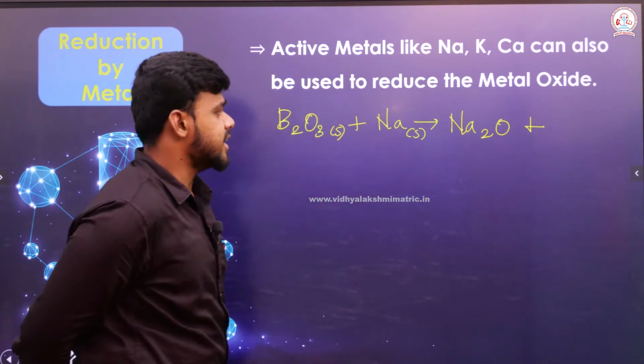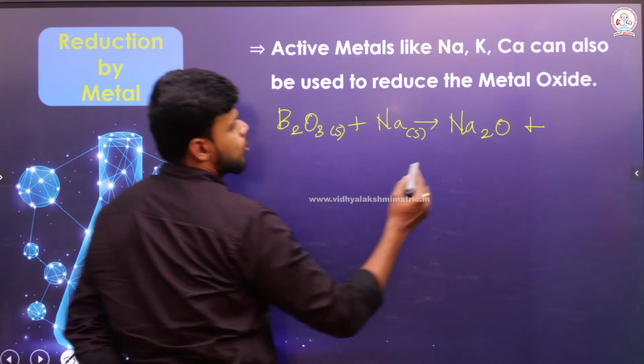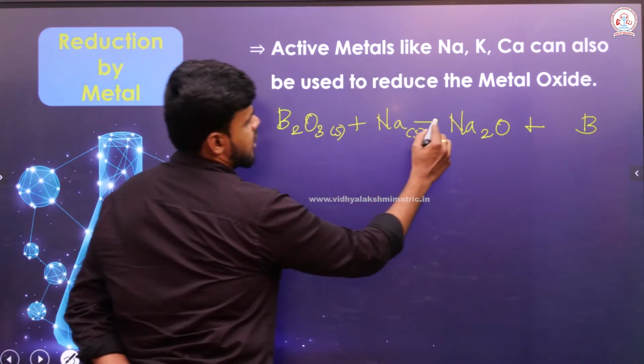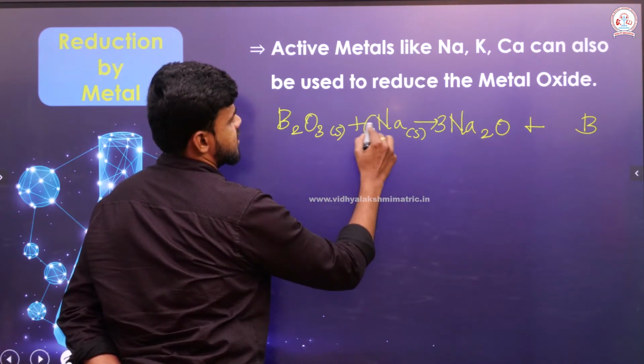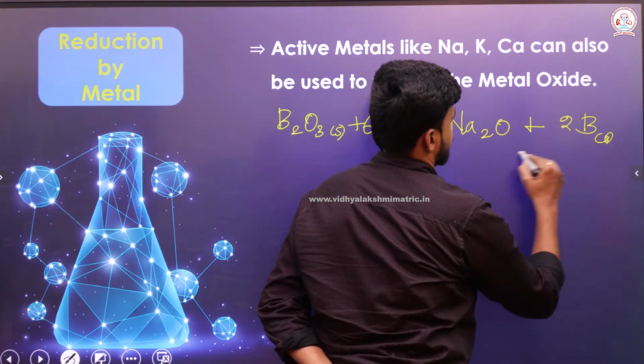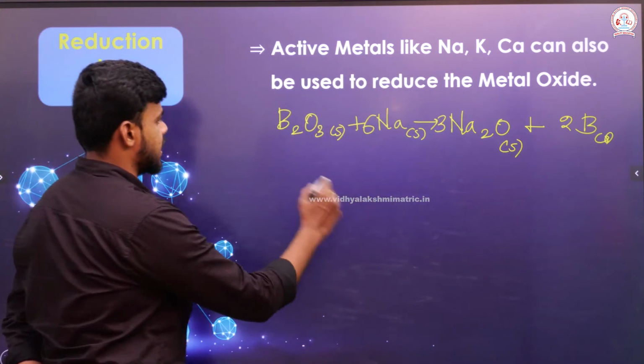Right. As Na2O deposits here, I have to balance it somehow. So boron goes here. Since it is 3 oxygen, let me just make it as 3. So sodium becomes 6, so I will make it as 6. Boron B here is 2, so it can be solidified and separated so easily.